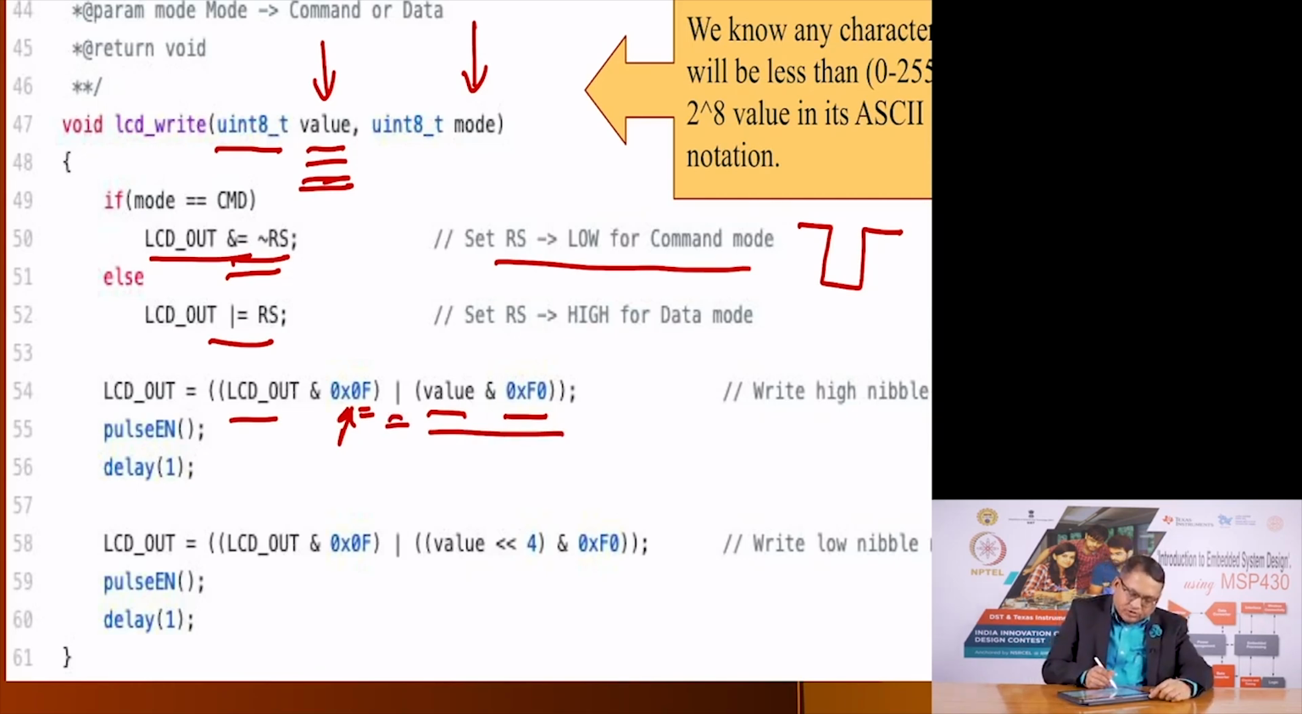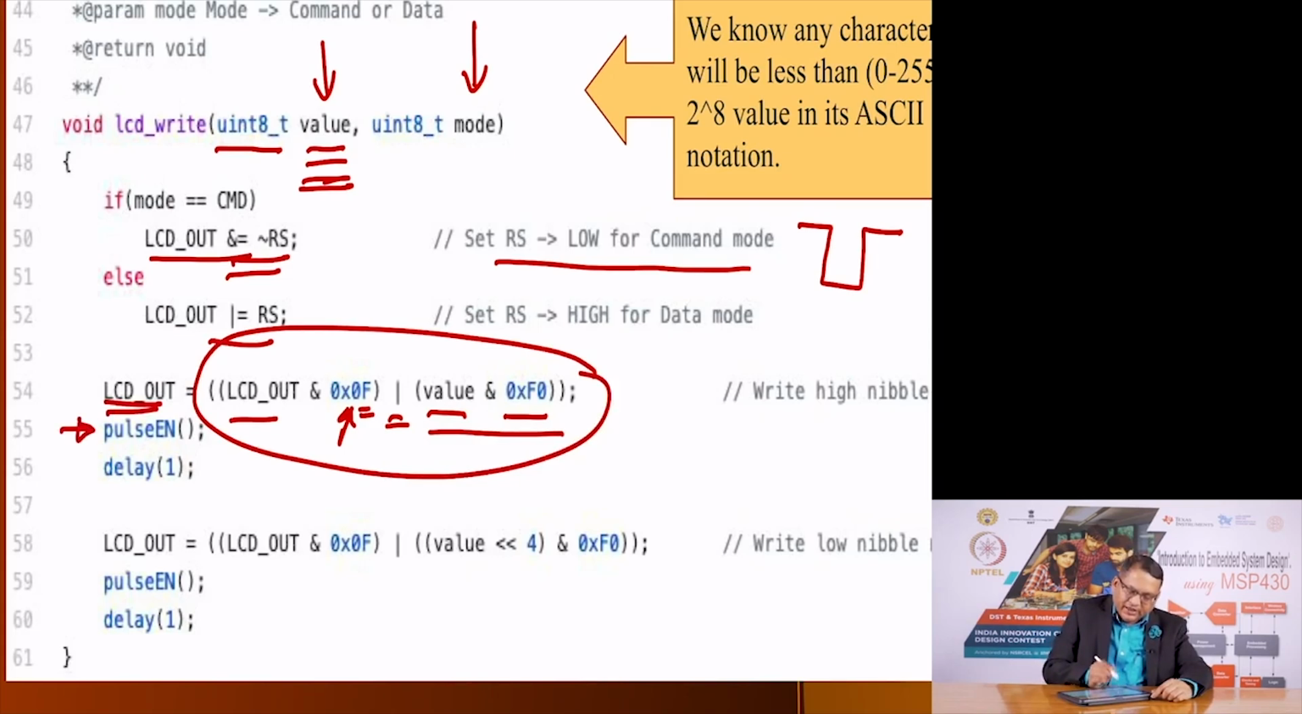And then you provide this value onto the port 1 pins, that is LCD out. Then you pulse the EN pin which makes the LCD controller receive this information. Then you delay for some time.